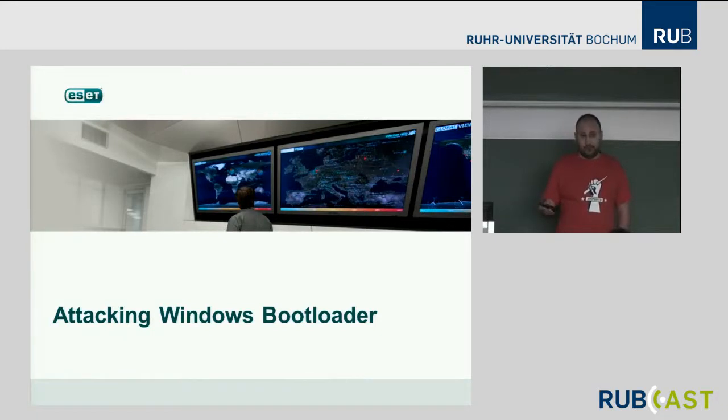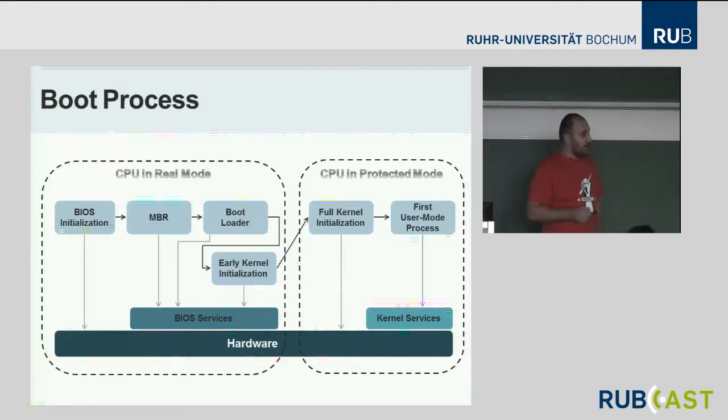Attacking the Windows bootloader. How does the boot process work on the system? First, it's the BIOS initialization. BIOS initialization calls the MBR, the master boot record code, and the master boot record code prepares some points for execution of the bootloader, and the bootloader initializes the kernel. It's initialization in the real mode of the processor. Next, it switches to protected mode and provides the next stages of initialization and starting of the operating system. Malware attacks at this point.